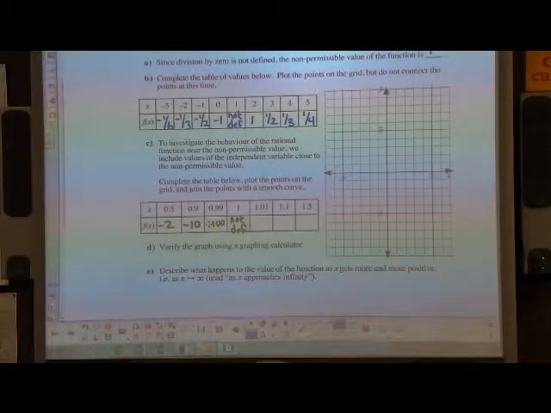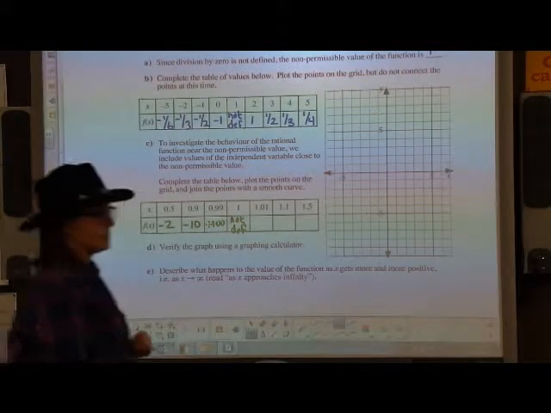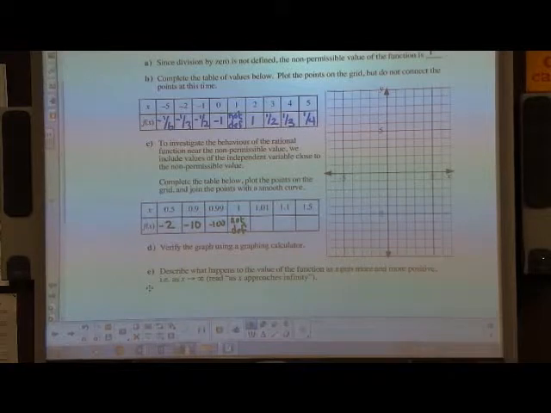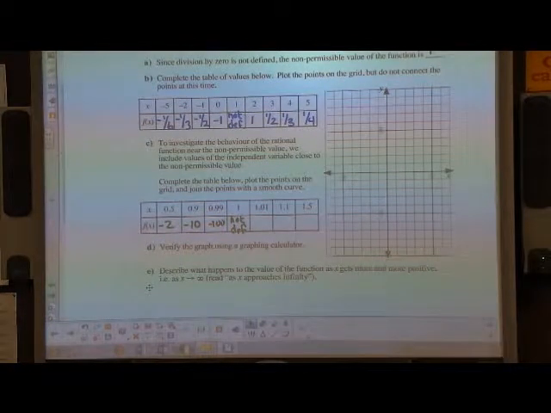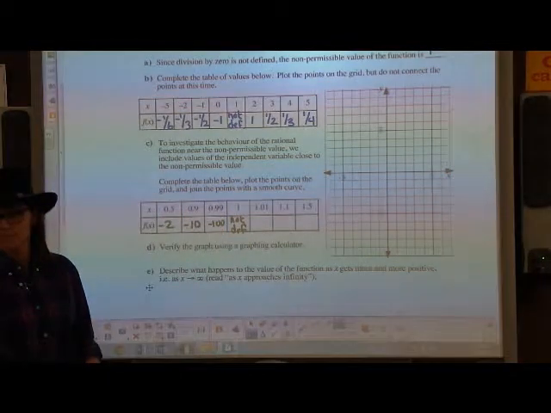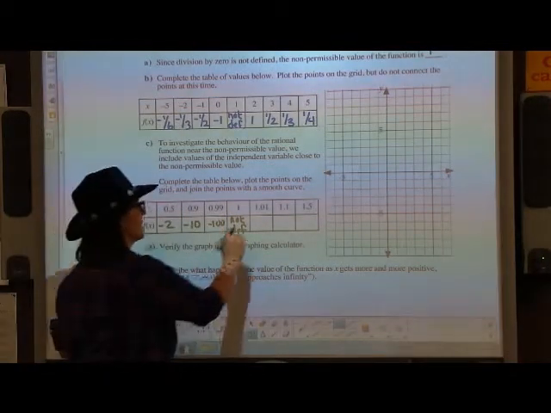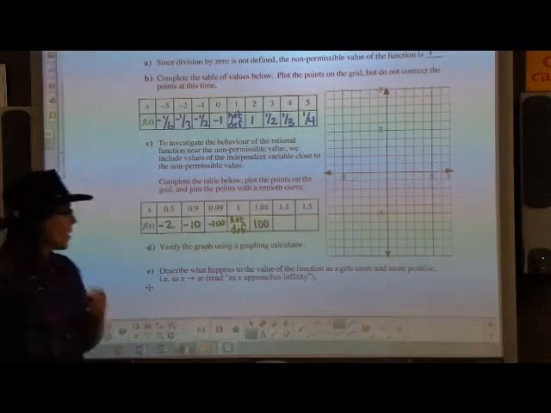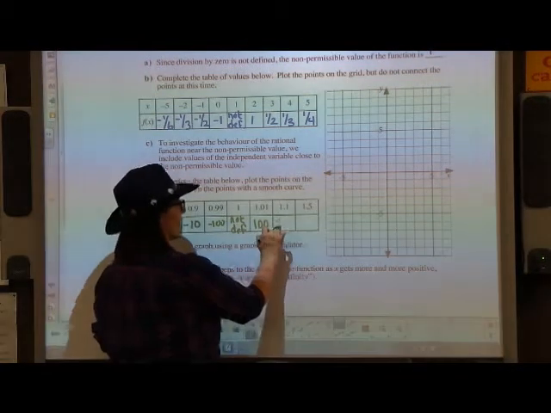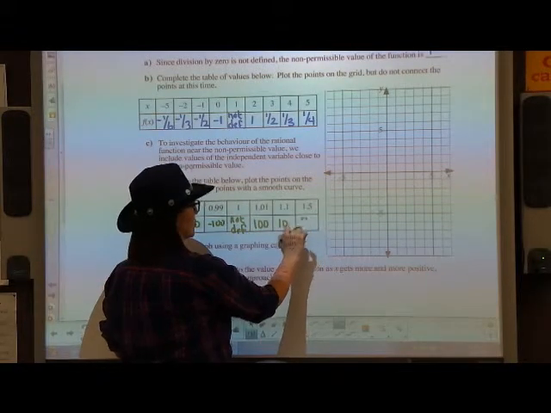I'm going to give you a couple of moments, and what I want you to do is the next 3. So if x equals 1.01, what is the value of f of x? 100. And when it's 1.1, the value is? 10. And when it's 1.5, the value is 2.